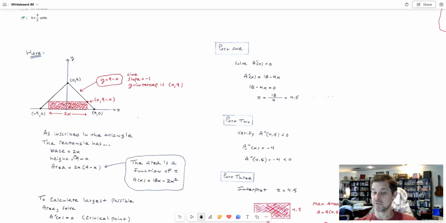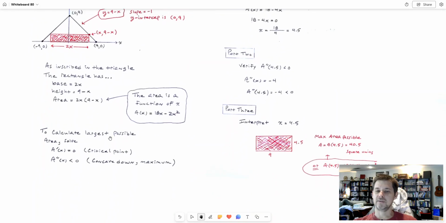Now the area is the product of the base and the height, and so that's 2x times 9 minus x. Okay, so that puts the area as a function of x. I'll multiply through, and I'll say 2x times 9 is 18x, and 2x times negative x is negative 2x squared. Now, so we've got this thing that gives me the area as a function of x, where x is the location of this point. It's the x coordinate of that point.